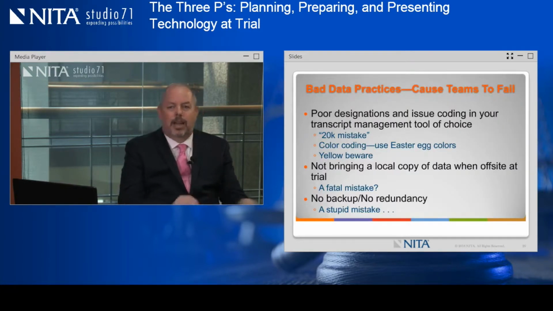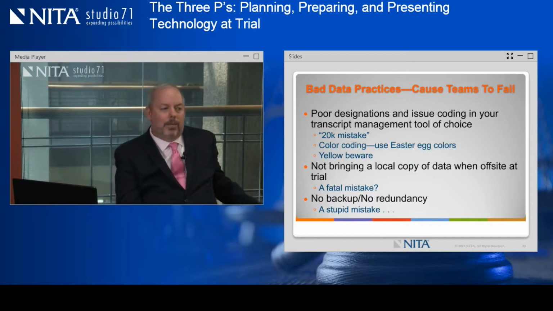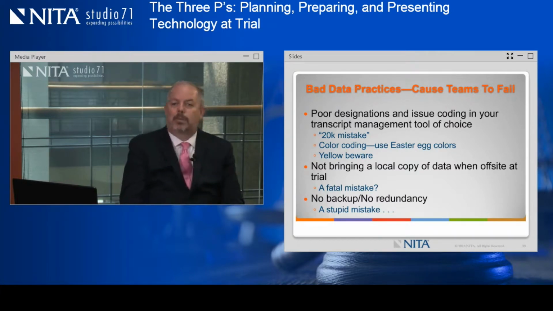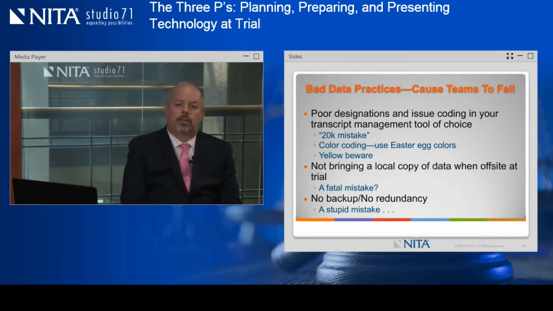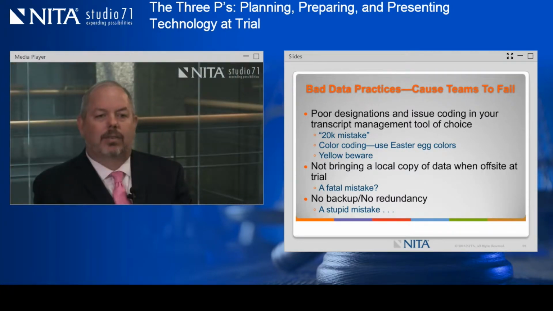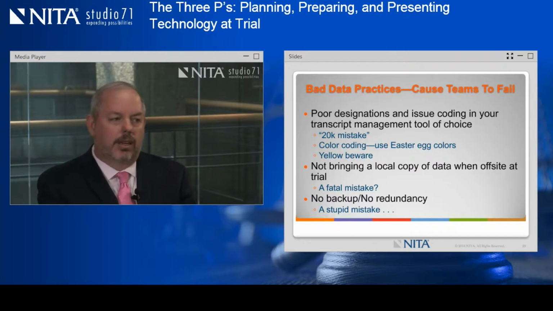So next is bad data practices, which cause teams to fail by virtue of months of bad planning. So for example, poor designations and issue coding in your transcript management tool of choice. Or your data tools, your document review tools. Not bringing a local copy of data when you're off-site at trial. And no backup or redundancy of your equipment and files. All of these things are very important.